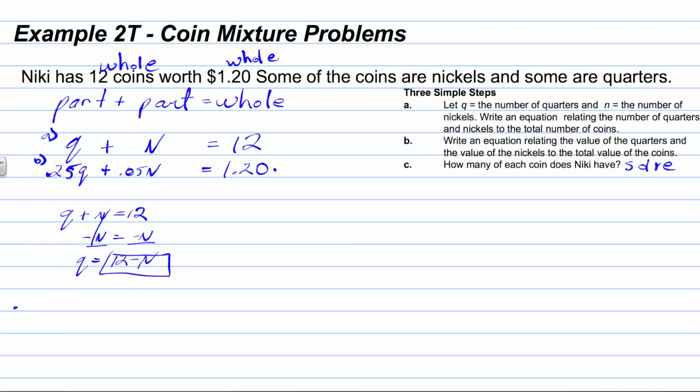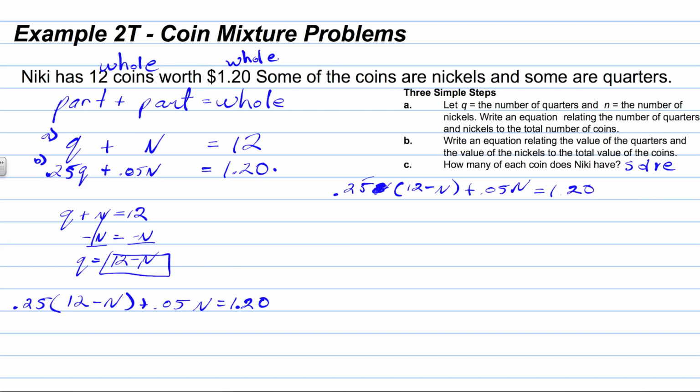So I'm going to write that equation down, 0.25. Now instead of Q, I put parentheses and I put in that 12 minus N. Then I copy the rest of the equation down, plus 0.05 N is equal to 1.20 or $1.20. Now I solve this equation. I'm just going to rewrite it up here so I have more room to solve it. It's 0.25, parentheses 12 minus N. Now that shouldn't be an N there, it should just be 0.25. Plus 0.05 N is equal to 1.20.